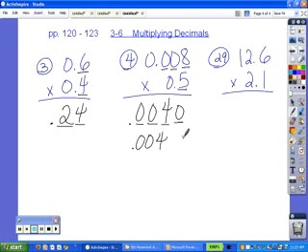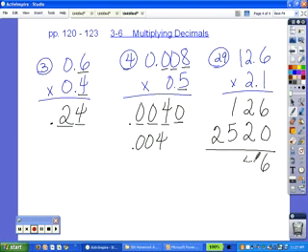For number 29, again, it's regular multiplication. What I mean by that is multiply as if there are no decimals there. Multiply the 1, add your 0, then multiply the 2. Add. Now at this point, you have to go back and count your decimal places. There are 2 decimal places in the factors, so we need 2 decimal places in the product.